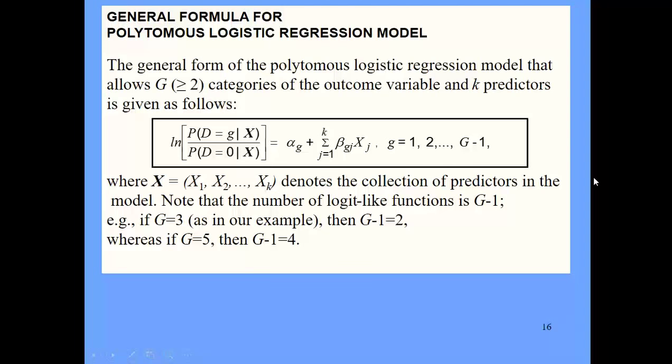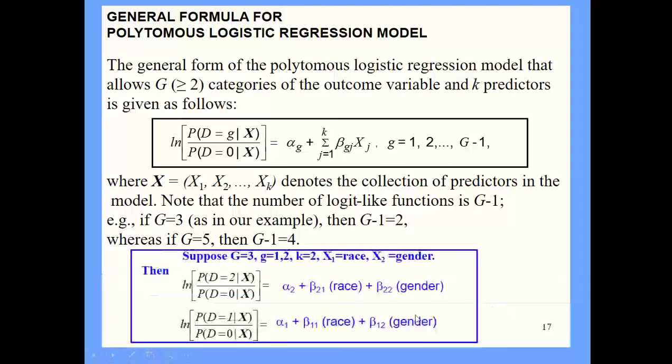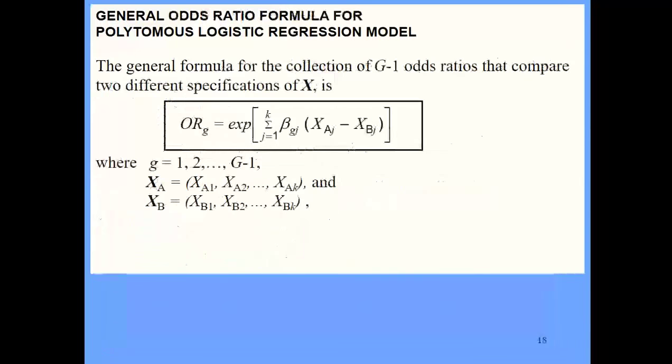So if capital G is three categories, then G minus 1 is 2, and you're going to have two equations to deal with. If G was 4, you'd have three equations to deal with. That's the general formula, and this is just an example of the formula when G is equal to 3, similar to what we had in this example, but I only put in gender and didn't put age in here, just as an illustration.